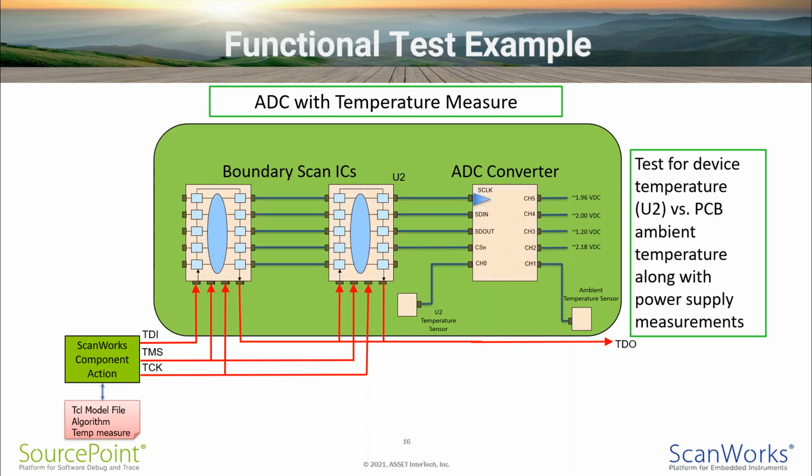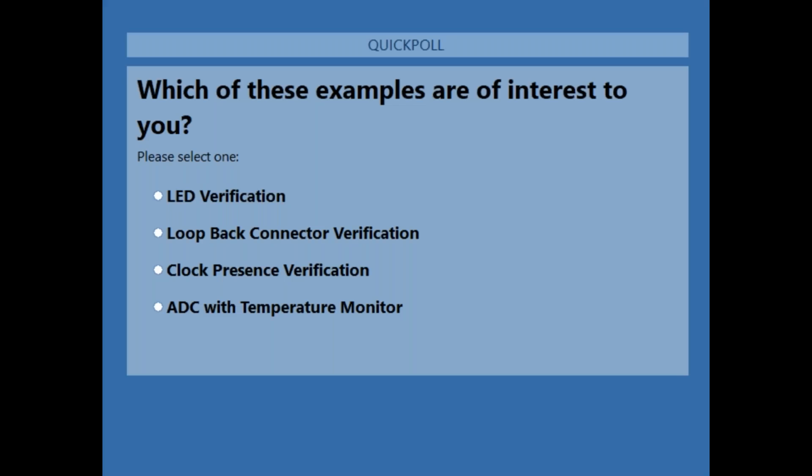So Alan, I'll pause again and I'll turn it over to you for another poll question. All right, excellent, Michael. I'll launch that up. All right, so Michael gave out four of many examples of applications component action is suited for. Which of these examples are of interest to the audience? LED verification, loop back, clock presence, and ADC with temperature monitor. So go ahead, this is a multiple choice. I thought it was a multiple answer, but let's see.